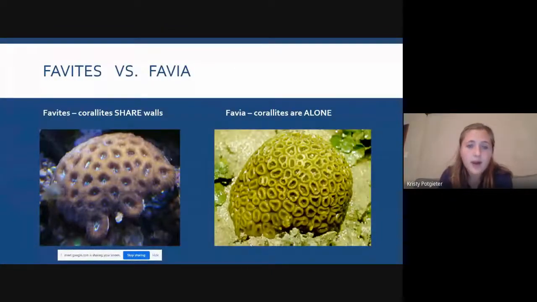Here's a quick comparison of the two. You've got Favites on the left, and you'll see that Favites shares the coral walls, okay? And then with Favia, the corallites are alone, okay? So Favia, they are alone.